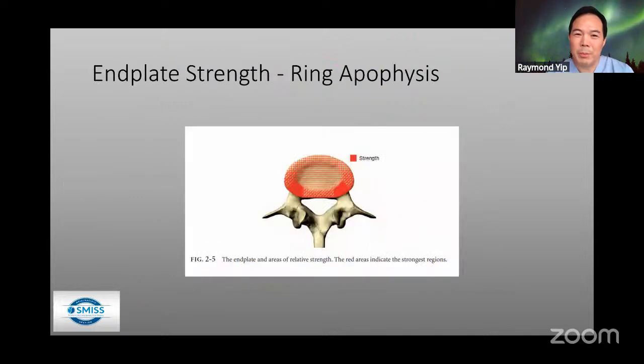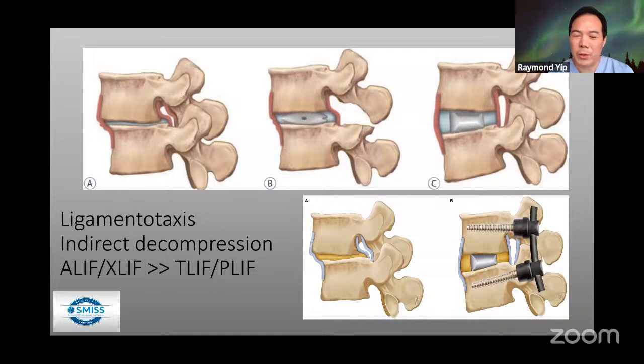In the past, we've been performing spinal fusions to treat this with the concept of indirect decompression, and an A-lift or an X-lift or an O-lift is far better in this regard than a posterior surgery because we're maintaining the disc height, with a large footprint cage to maintain the disc height.